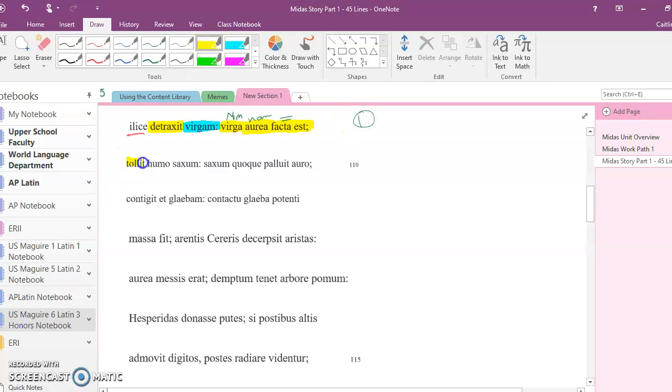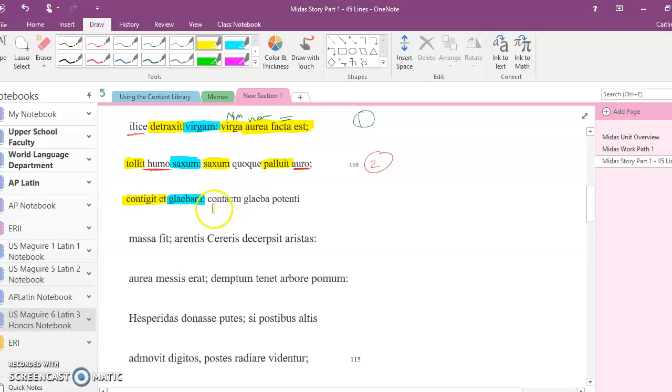Then what? He lifts up, what does he lift up? A stone. And he lifts it from the ablative, from the ground. What's going to happen to that stone? Now it's the subject. The stone also became pale with gold. So that was number 2. Okay, what else does he do? And he touches, what does he touch? An accusative.